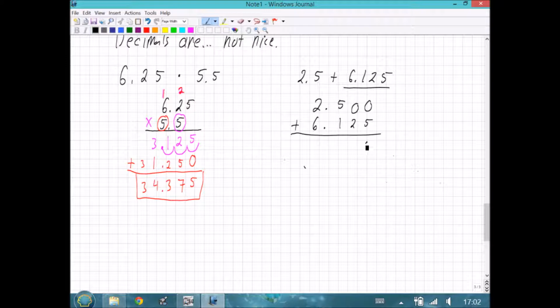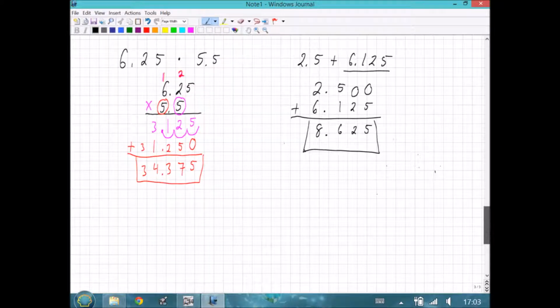So 0 plus 5 is 5. 0 plus 2 is 2. 5 plus 1 is 6, decimal. 2 plus 6 is 8. So we would end up with 8.625. So remember, when you're working with decimals, align them up. Line them up. Put the decimals where the decimals are in a vertical alignment, and then put the numbers where you need them. If you don't have a number for a slot, use 0 as a placeholder. Other than that, it's just the same thing as adding and multiplying normal numbers.